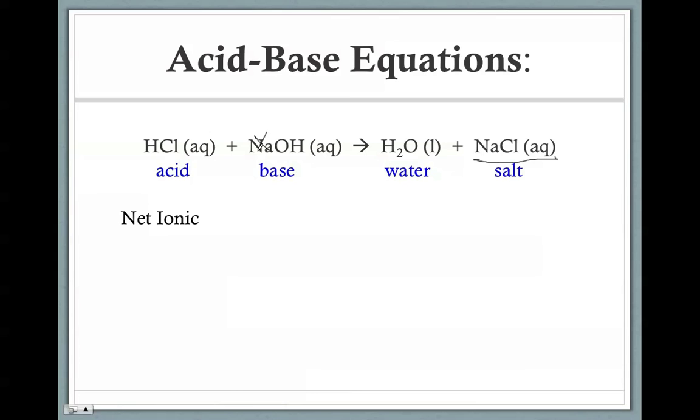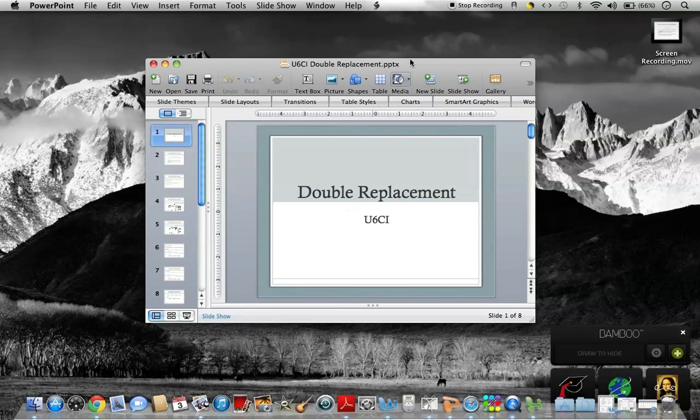So I know that Na would be taken out, and so would Cl. So we have hydrogen and OH that are going to make up our water. So you're going to see that as our net ionic for our neutralization reactions. You'll always just about see our positive hydrogen ion plus our hydroxide ion making water. Okay, that's it.